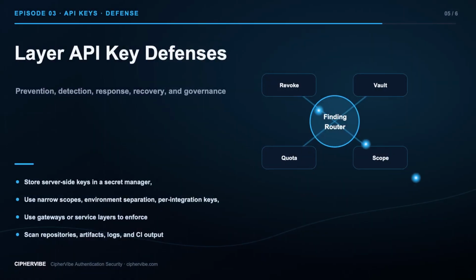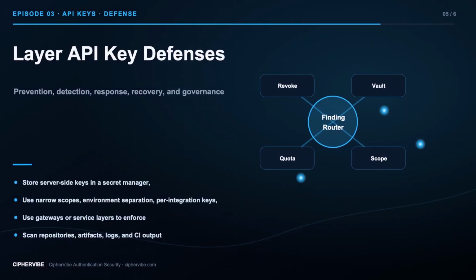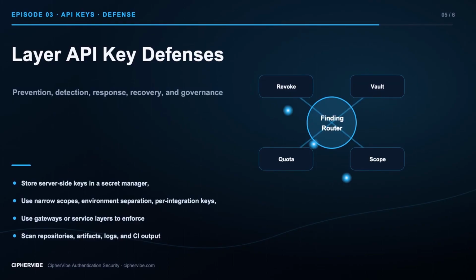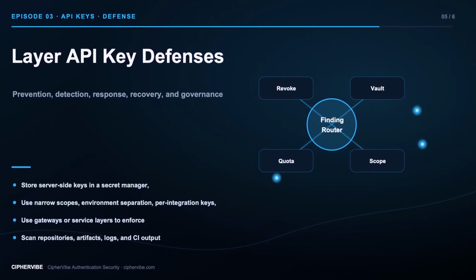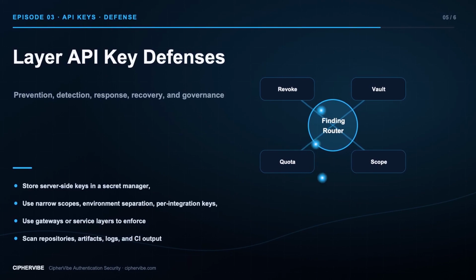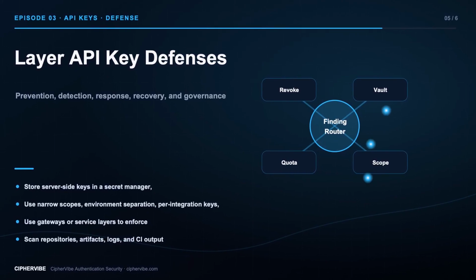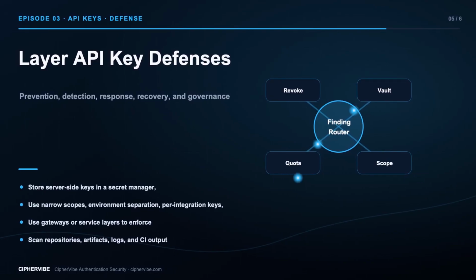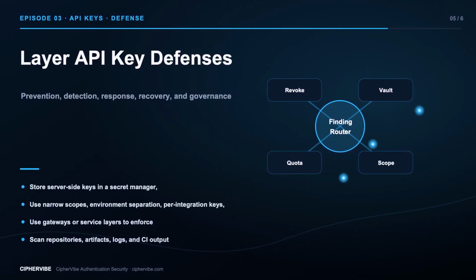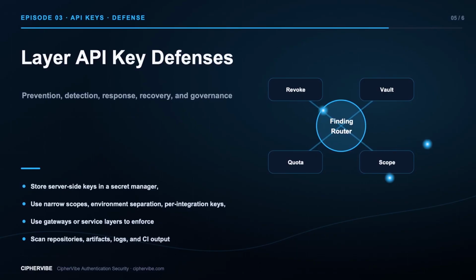Reliable security uses layers because no single control can prevent every failure. First, store server-side keys in a secret manager, restrict read access, and avoid logs, tickets, repos, shell history, and client bundles. Second, use narrow scopes, environment separation, per integration keys, owner tags, expiration, and default quotas.